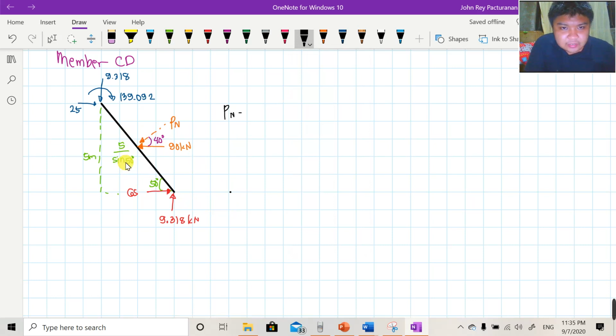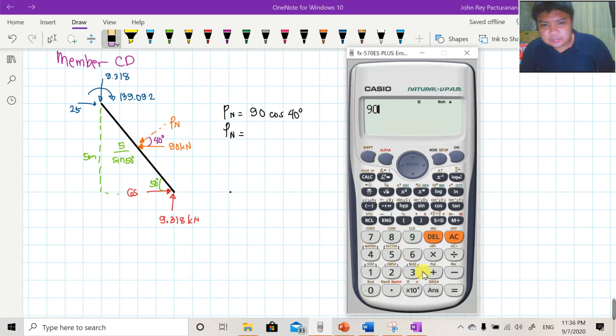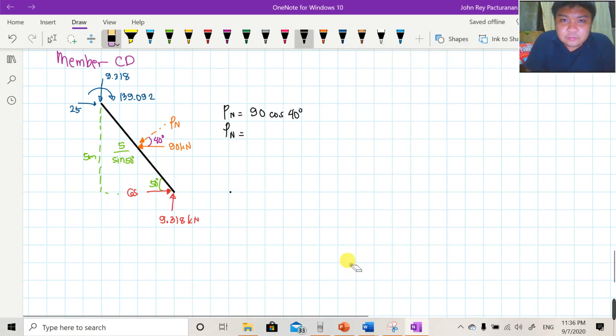So therefore, ang magiging Pn natin is 90, since katabi siya, cosine 40 degrees. As I said, if the component is yung katabi ng angle class, yun yung tatandaan nyo palaging cosine ang gagamitin nyo. So it takes a lot of practice sa engineering mechanics para mas ma-master nyo to, no? So I admit na mahirap talagang mechanics kapag starters ka. Okay, so Pn is equal to 90 cosine 40. So, ang sagot natin ay 68.944.